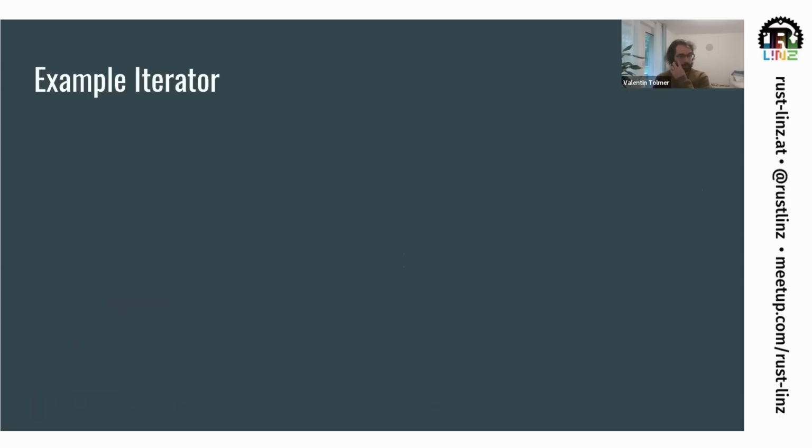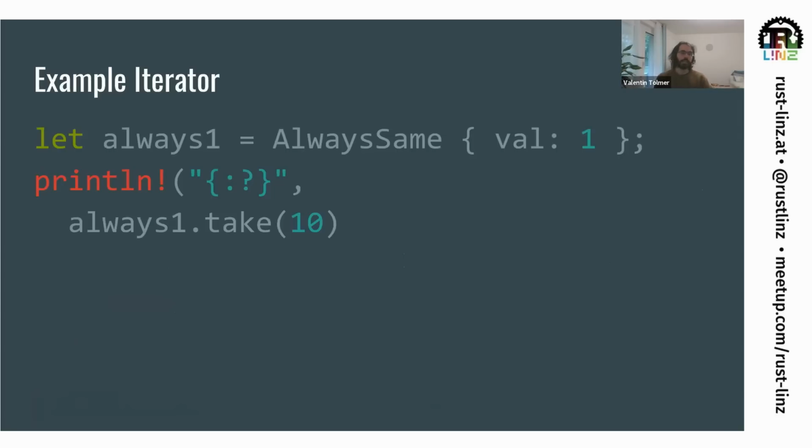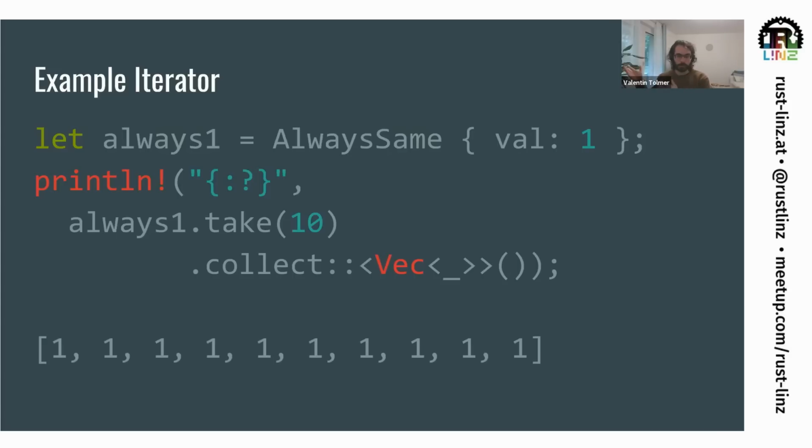So how can we use it? Well, we can create an AlwaysSame, and this one I'm creating with the value 1. So AlwaysSame is going to be always 1. Then let's print with some debug, which by the way uses the Debug trait. We'll take from always 1 the first 10 items. Because we implemented it so that it never returns None, it's an infinite iterator, so we cannot just put everything in a vector. We'll take the first 10, collect them, and put them into a vector. So when we print this, it gives us 1, 1, 1, 1, 1, 1, 1, and so on.